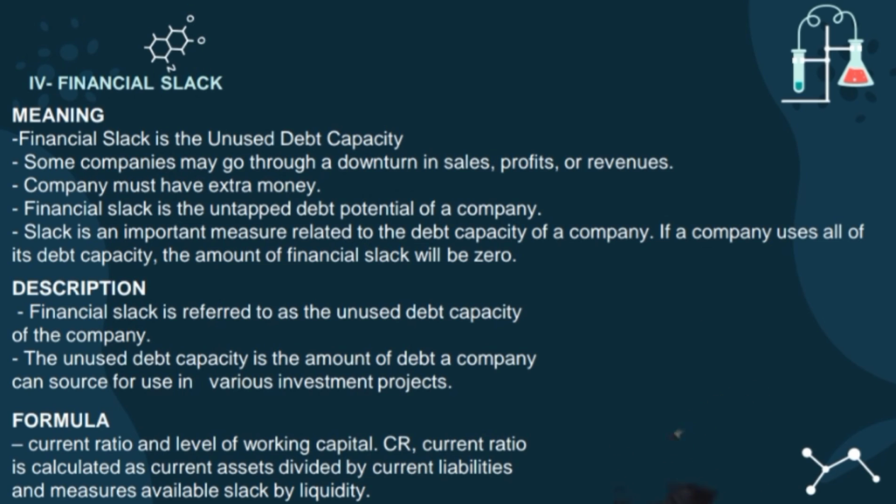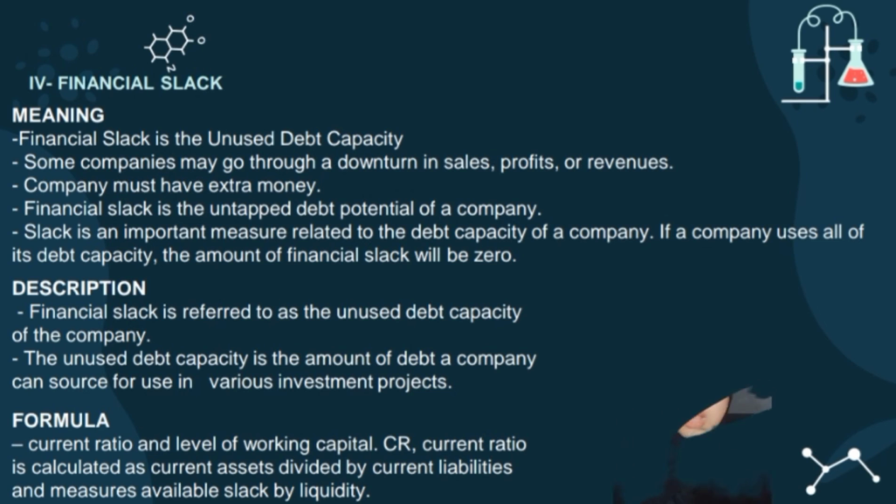Through these conditions, a company must have extra money. This extra money, which can be used when the company is in trouble, is known as the financial slack of the company. Financial slack is the untapped debt potential of the company. It may be availed from unused debt capacity, unutilized lines of credit, excess liquid assets, and various other sources of cash. Slack is an important measure of the debt capacity of a company.